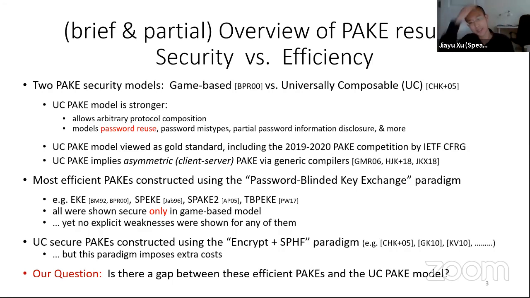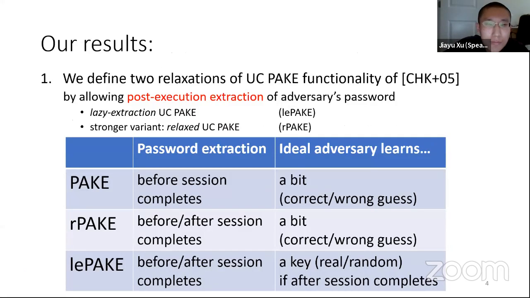So the natural question is, is there really a gap between efficient PAKE protocols and the UC model? And this is the starting point of our work, and our work is to bridge this gap. Our main result is we define two relaxations of the standard UC PAKE functionality. One is called lazy extraction UC PAKE, or LE PAKE, and the other is called relaxed PAKE, or RPAKE, and RPAKE is slightly stronger than LE PAKE.